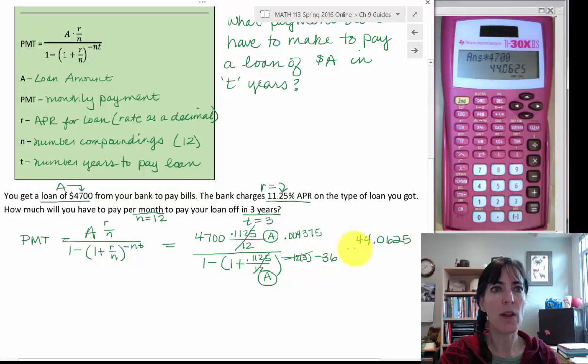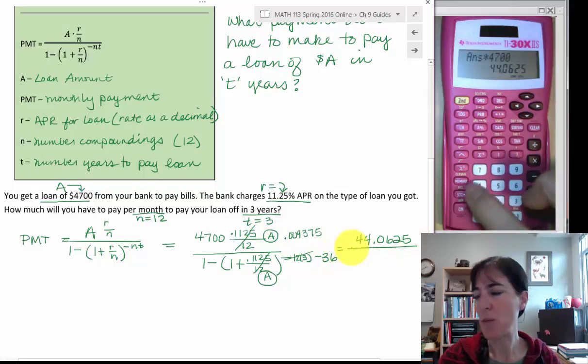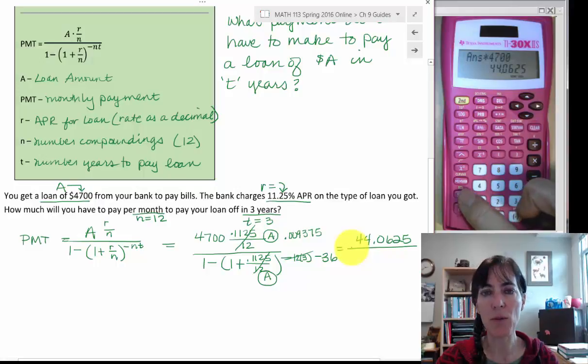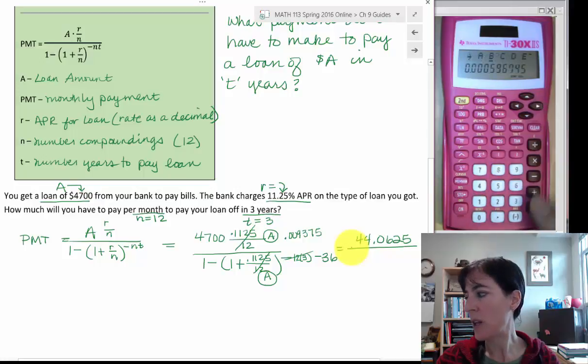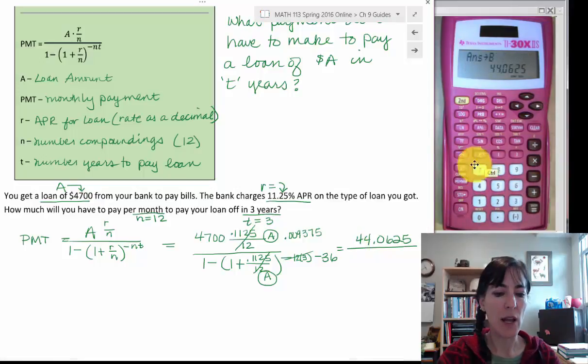A is sitting there, so I'll just say times 4,700, and I get 44.0625. Now, since those decimals don't go on and on, I could just retype it in, but I just want to always model for you how to use your store and recall, because they're super handy. So I want to store that in B, and I'll just put a note on my paper so I don't forget where I put it. There's B.